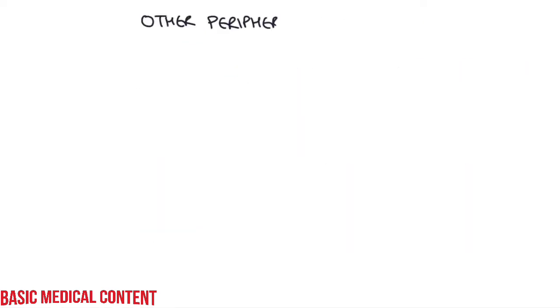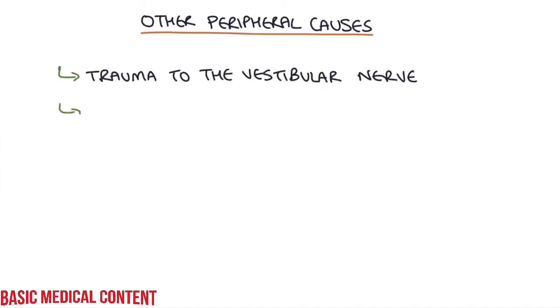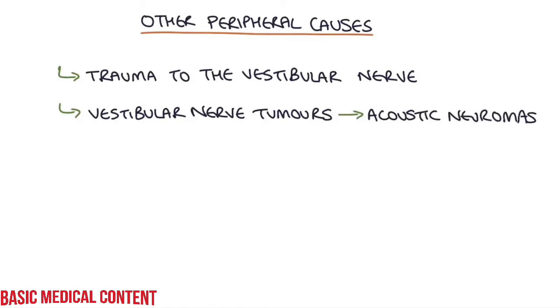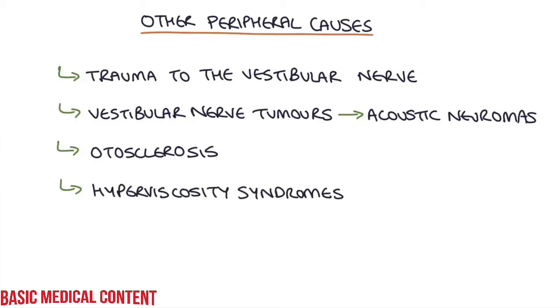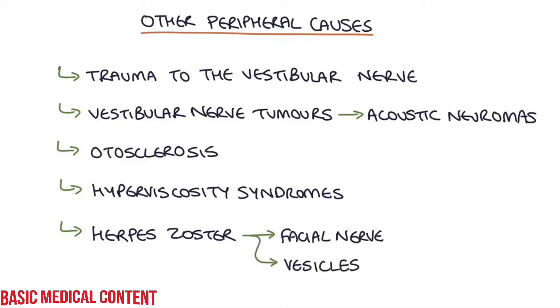There are several other peripheral causes of vertigo, and these are trauma to the vestibular nerve, tumours, particularly acoustic neuromas, otosclerosis, hyperviscosity syndromes, and herpes zoster infection, which often occurs with facial nerve weakness and vesicles around the ear, which is known as Ramsay-Hunt syndrome.